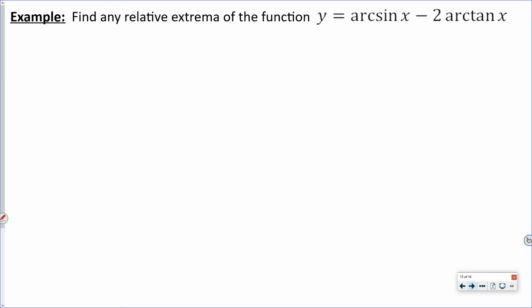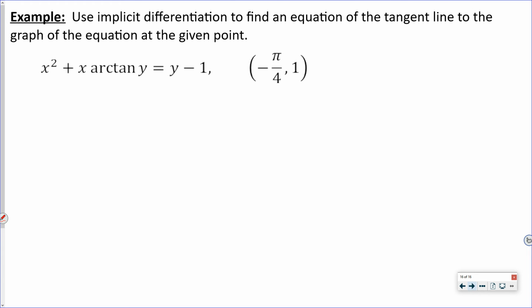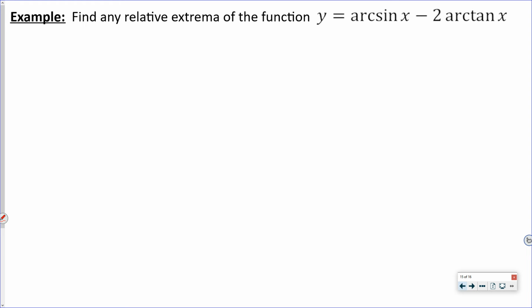Oh, dang it. I thought I did an implicit differentiation one. Oh, I did the next one. Nice. I really want to do the implicit differentiation one. Oh, well, I can always save it for Friday, too.